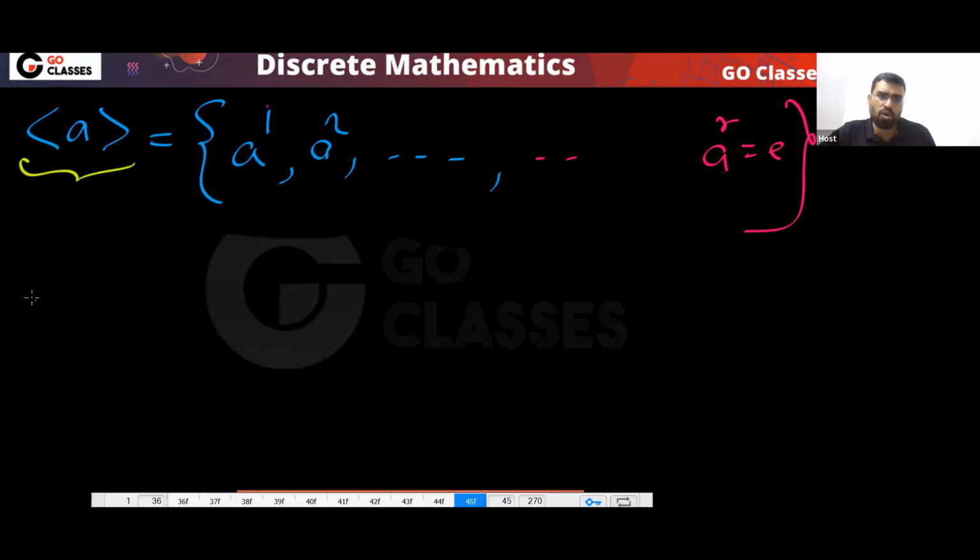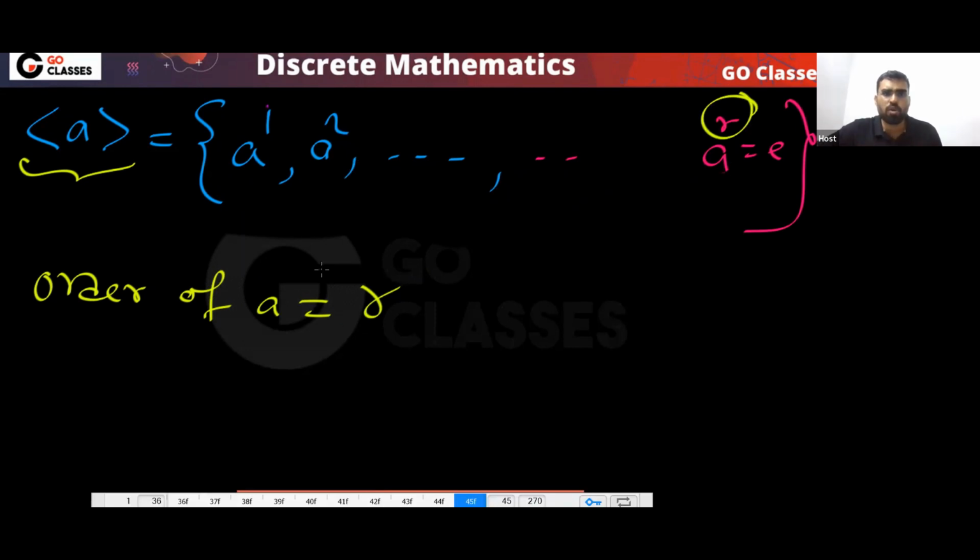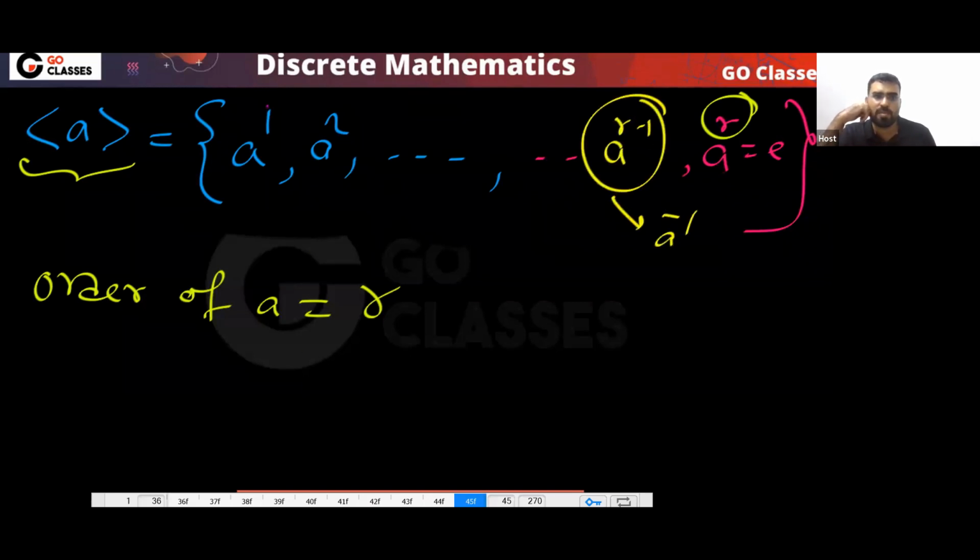So what is the order of A? That will be this number R. Remember, you already have inverses. Don't worry about negative powers. You don't have to go to the negative side, because this element will be your A inverse, correct? Yes or no? And this is your identity element.